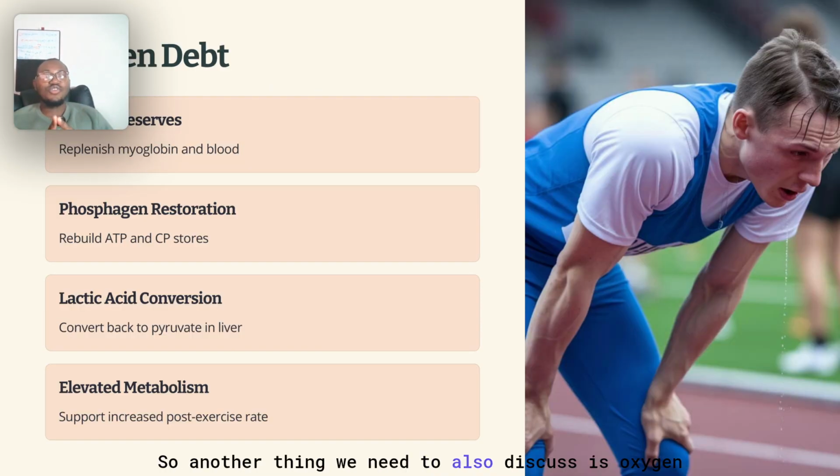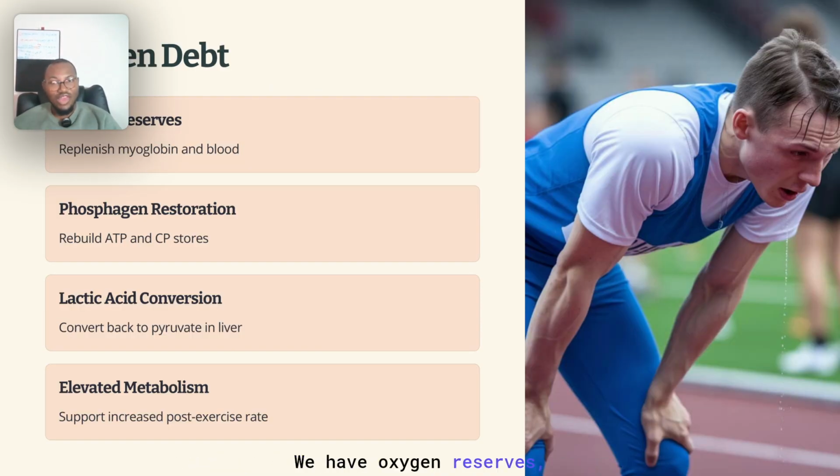So another thing we need to discuss is oxygen debt. We have oxygen reserves, we have phosphagen restoration, we have lactic acid conversion, we have elevated metabolism, right? So when you do an exercise, usually you're tired, you see him panting. What happens? The oxygen reserves need to be replenished immediately, right? So you have to replenish myoglobin and also the blood immediately, because you expended a lot of energy when you do those activities. Also, at the same time, you have to renew the ATP and also the phosphate storage. You have to rebuild it.